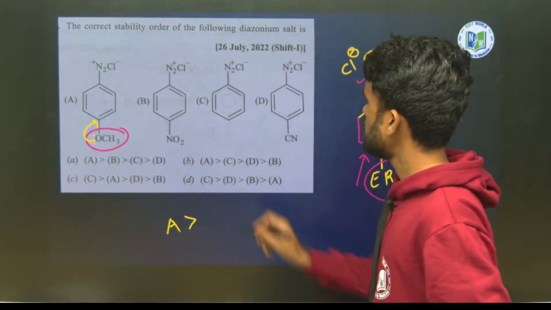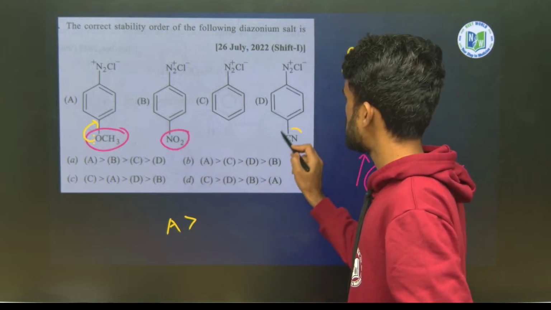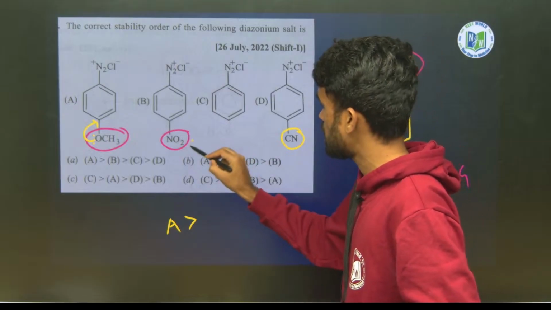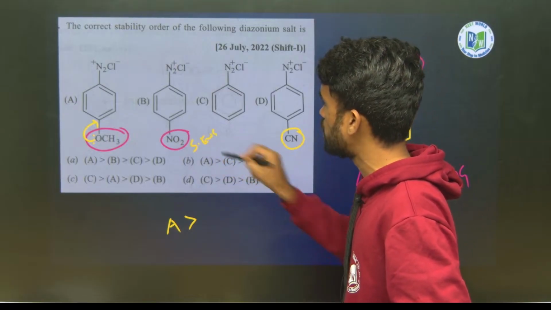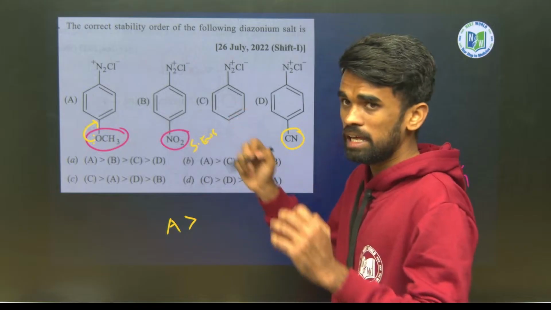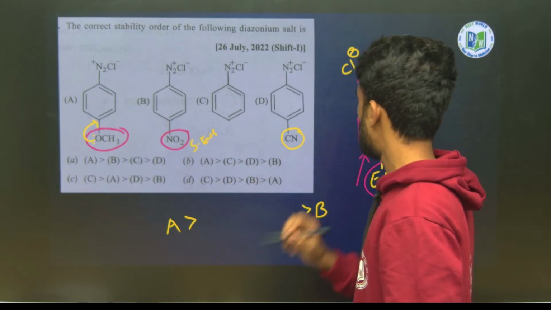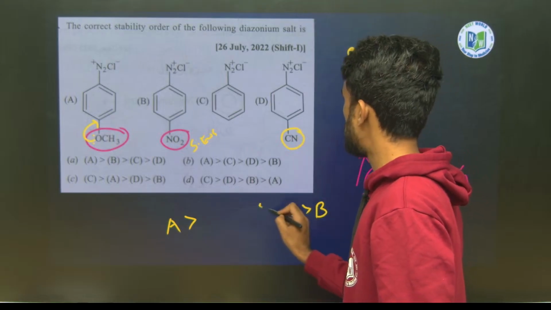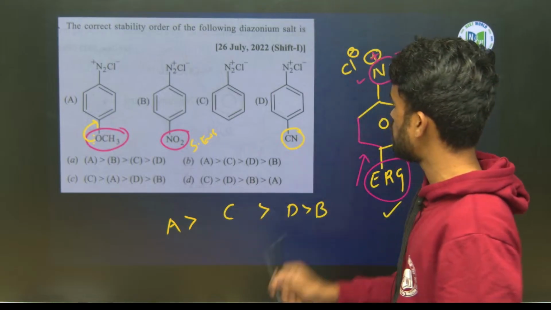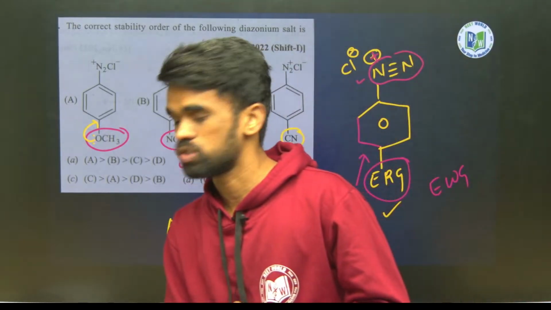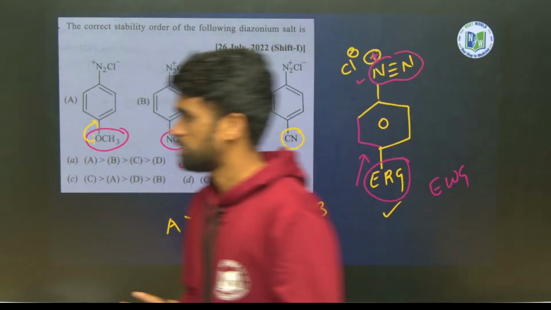After that, we have a nitro group here and a cyano group here. Both are electron withdrawing groups, but the stronger electron withdrawing group is the nitro group. So it makes it highly unstable among the given 4 options. So B will be least here, then after that D, and in between C. So A, C, D, B will be your answer. So option B will be your perfect answer for the question. Hope this is also clear, right?